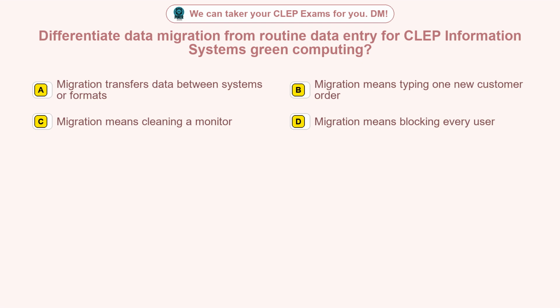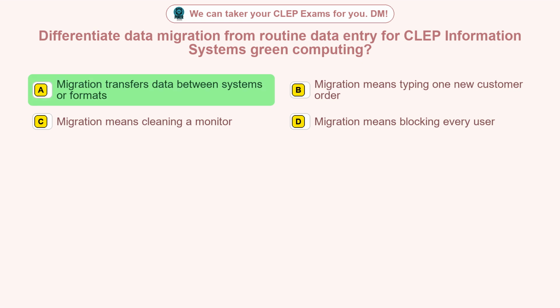Question 88. Differentiate data migration from routine data entry for CLEP Information Systems green computing? Option A. Migration transfers data between systems or formats. Option B. Migration means typing one new customer order. Option C. Migration means cleaning a monitor. Option D. Migration means blocking every user.